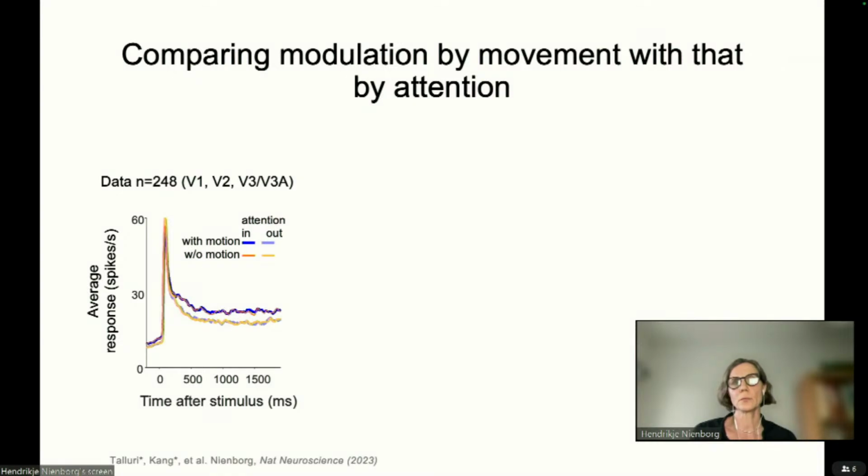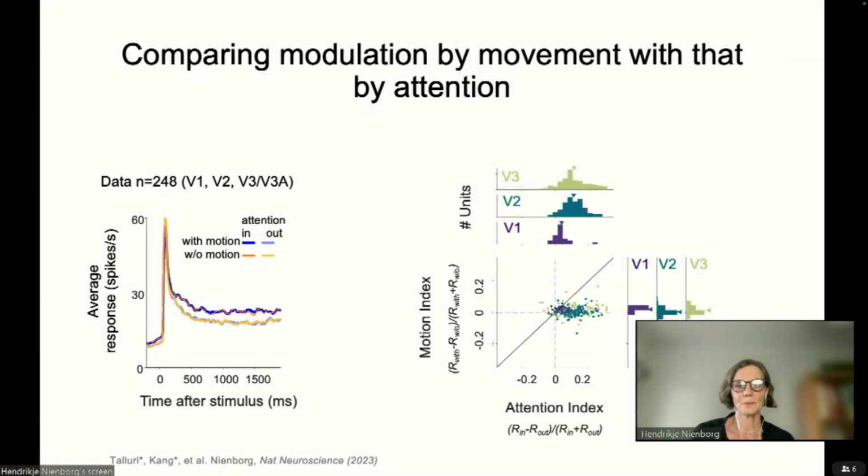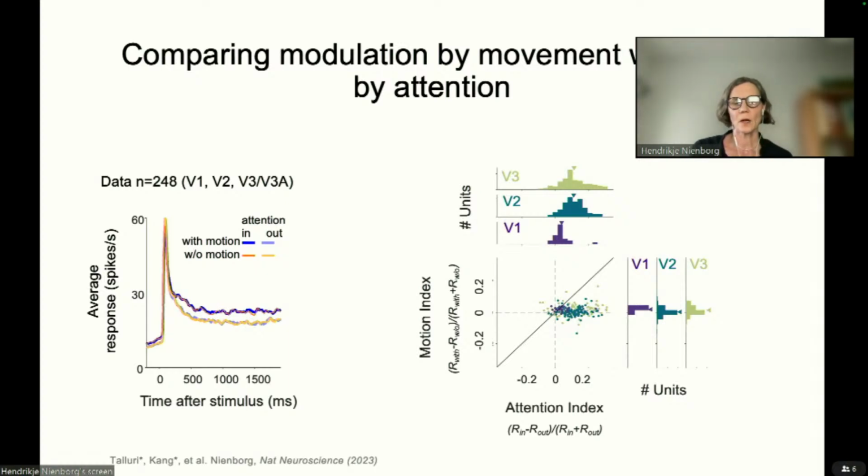And we then also computed these classical modulation indices, where we take the difference of the responses, so the mean response when attention was paid towards the receptive field minus when attention was paid outside of the receptive field, divided by the sum of these responses.